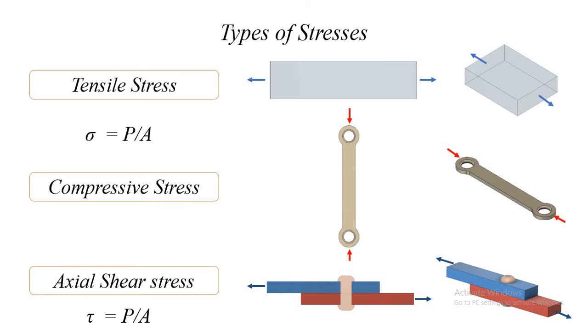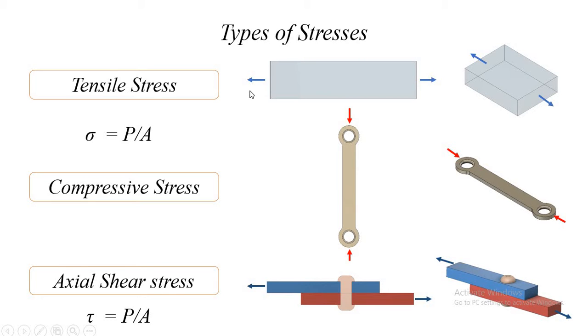Here are few different types of stresses. First, tensile stress. Second, compressive stress. Third, axial shear stress or direct shear stress. Let us understand each of them in detail. Tensile stress. Tensile stress is a stress developed in the component because of tensile forces. The tensile forces are pull forces.